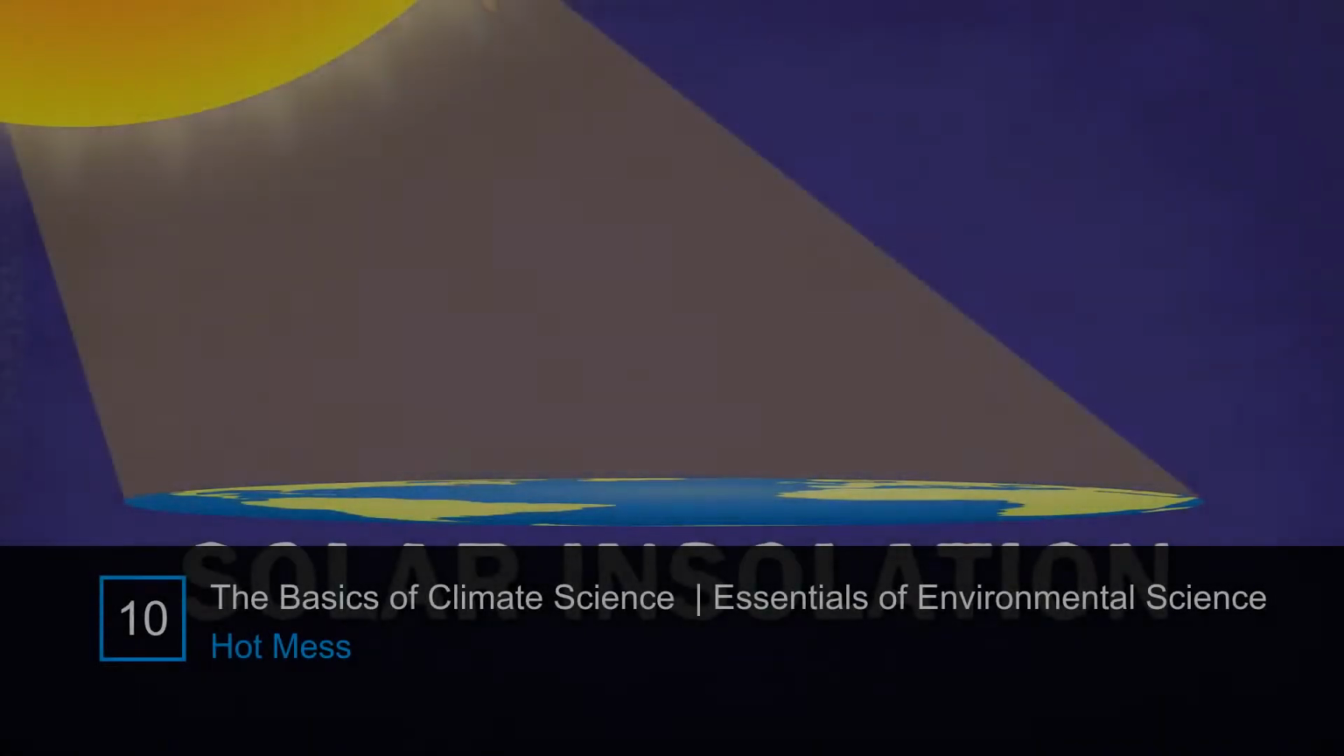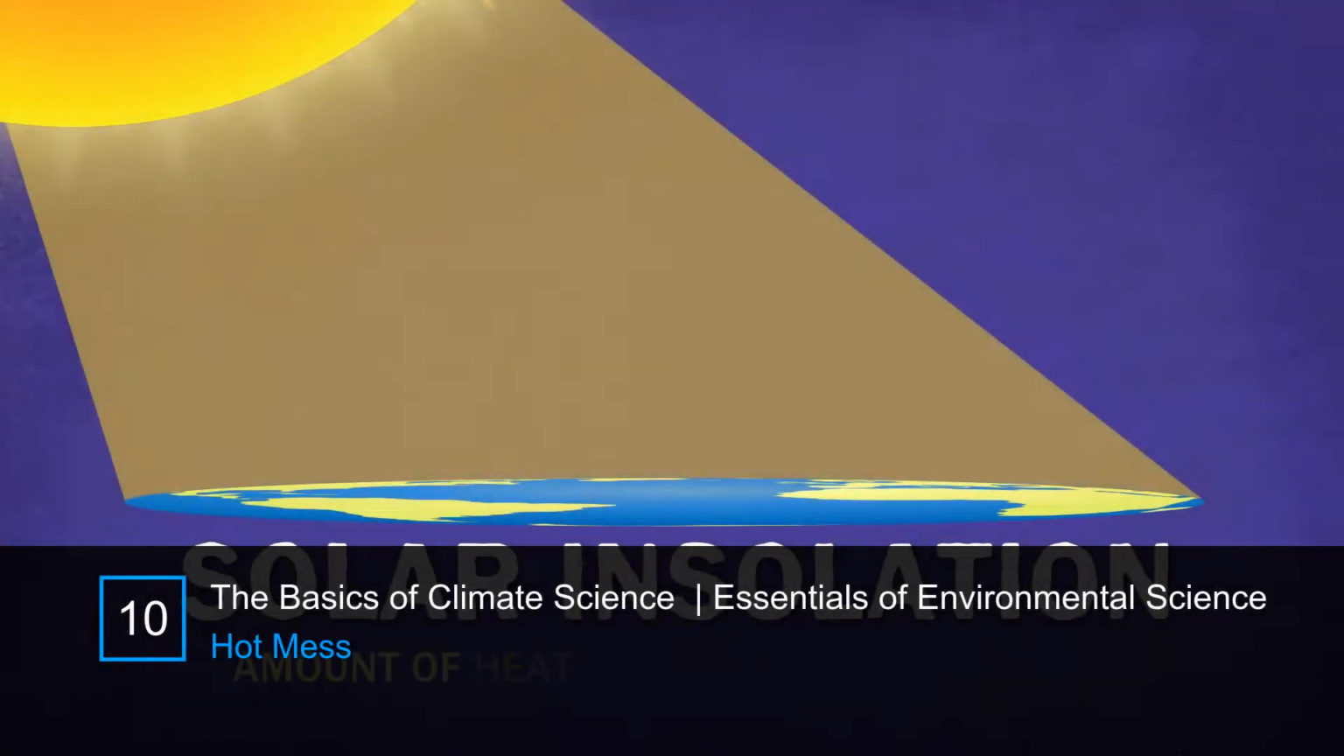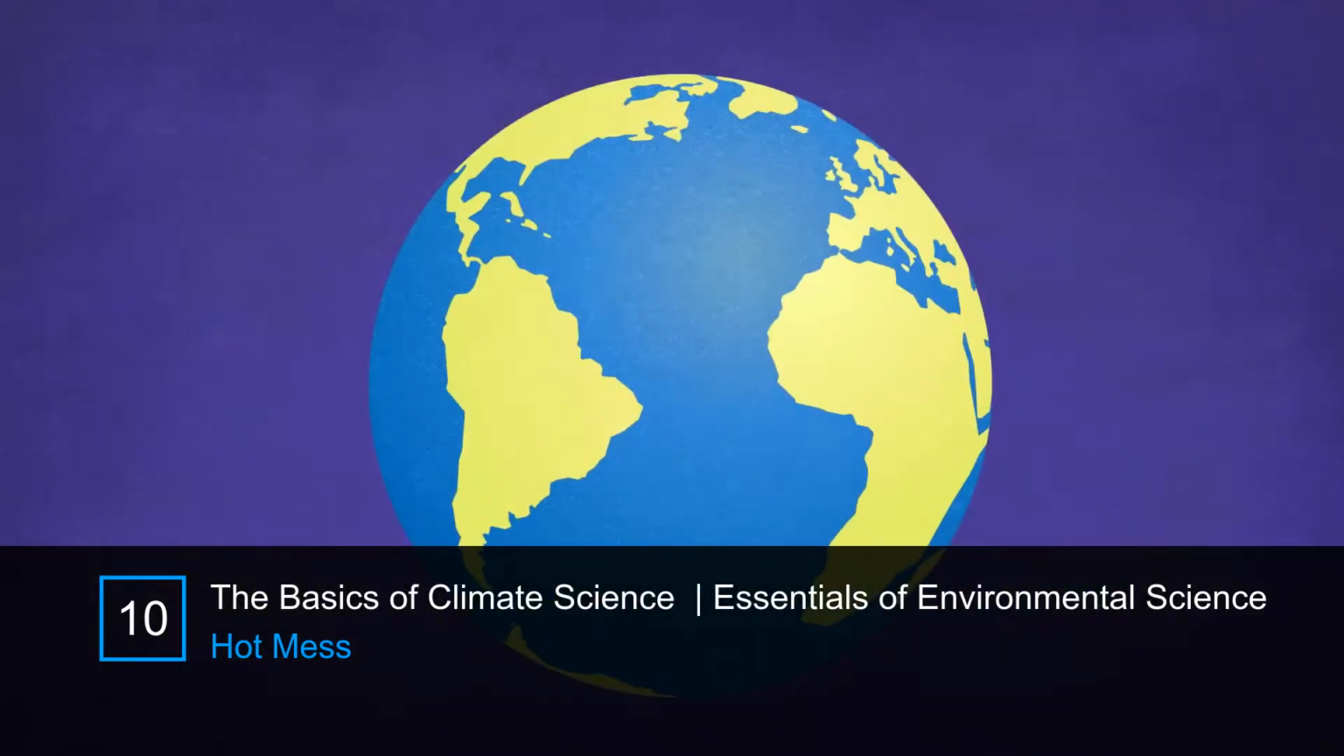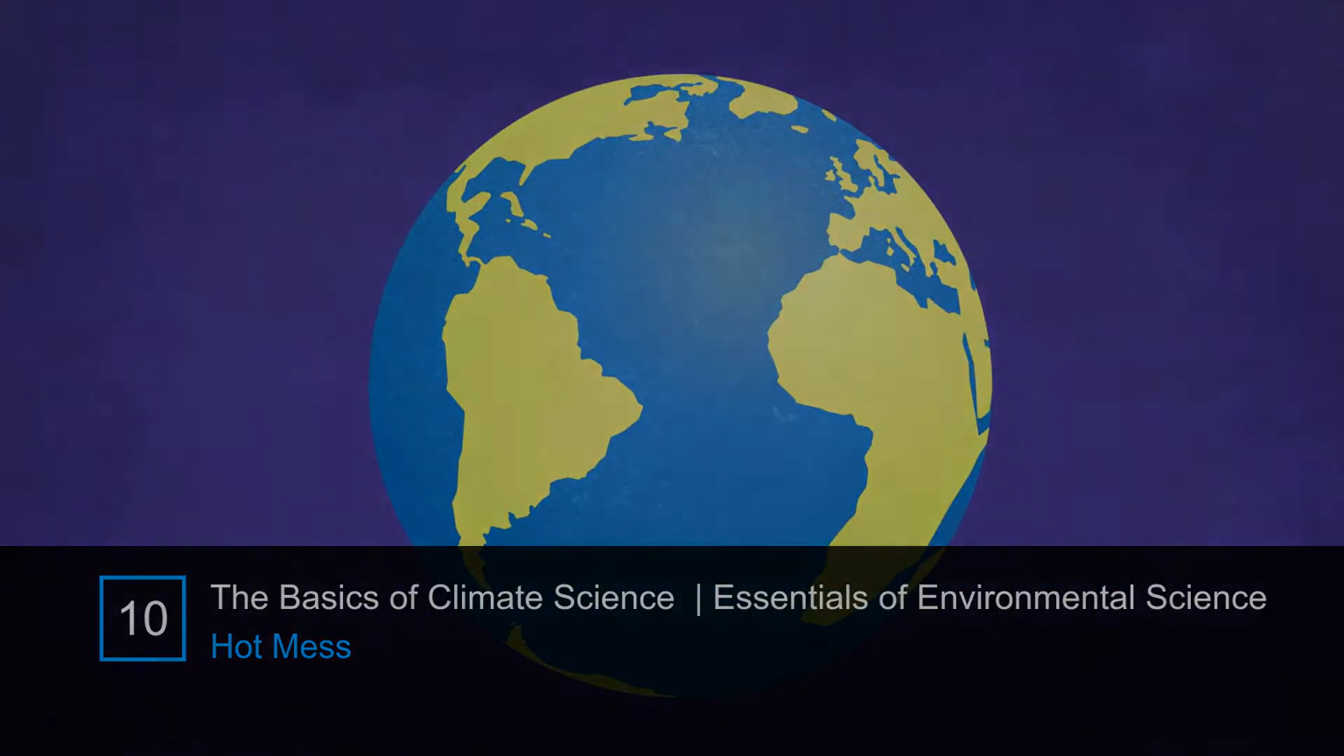Solar insolation is the amount of heat energy from the sun, or solar radiation, that hits an area. But because Earth is a sphere, solar energy from the sun hits different parts of the globe at different angles.